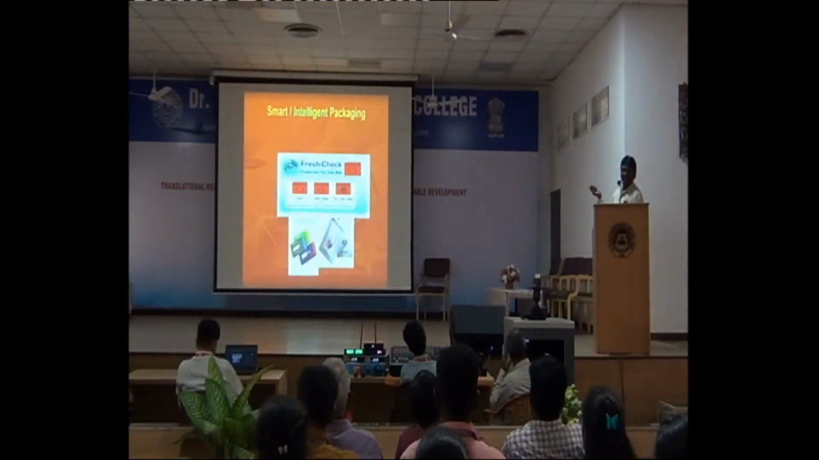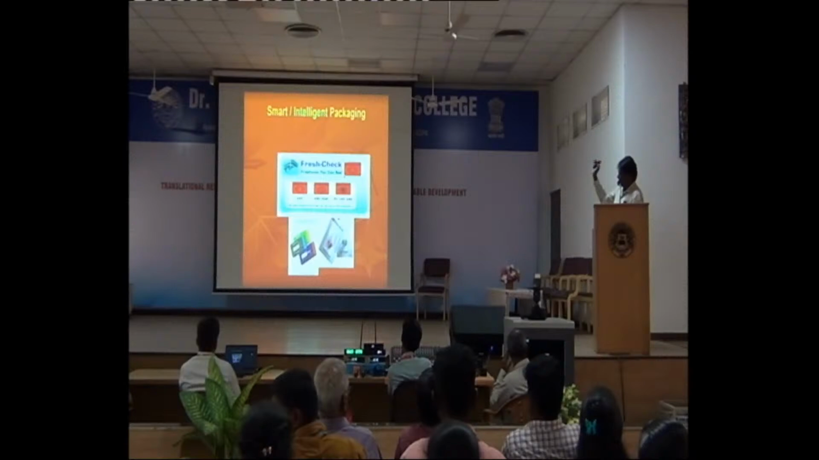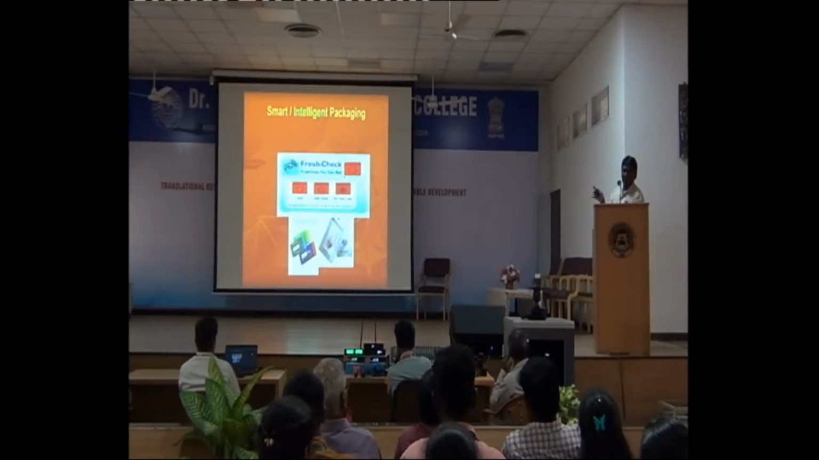Recently, a lot of intelligent packaging is coming up, because packaging is very important to attract consumers. So again, sensor-based packaging is available. As long as the commodity is fresh, it shows green color. When the commodity is going to spoil soon, it maybe shows orange color. And when the commodity is spoiled, it shows red color. That kind of intelligent packaging is coming up nowadays in meat and fish, and it is also going to come in the fruits and vegetables sector.